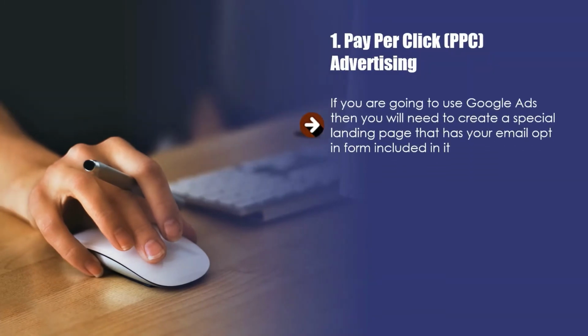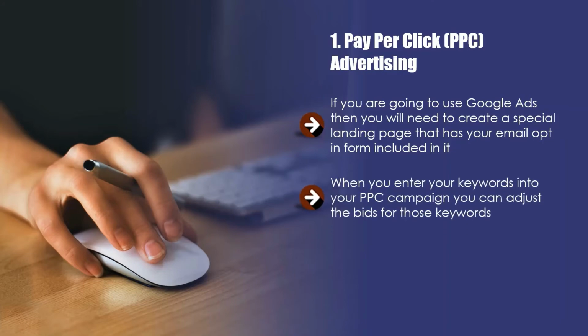If you're going to use Google ads, then you will need to create a special landing page that has your email opt-in form included in it. Google will not accept a standard squeeze page, as this will violate their terms and conditions. Microsoft are not as choosy as Google, and you may be able to get away with your standard squeeze page here. When you enter your keywords into your PPC campaign, you can adjust the bids for those keywords. Both Google and Microsoft will want you to pay the highest price per click, but you can make a lower bid. If your ad is good, you will not have to be the first ad on the search results page.